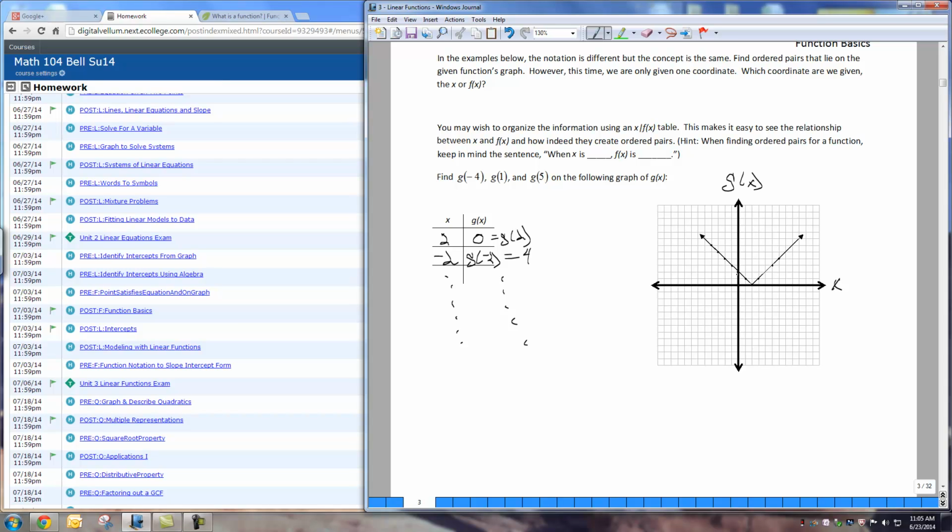Do it again. We could say when x is 0, g of 0 equals 2. And I could do this forever. These two things are the same thing. They carry the same information. They're just cast a little bit differently.